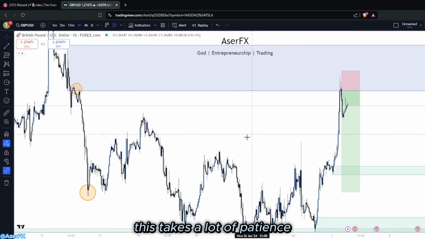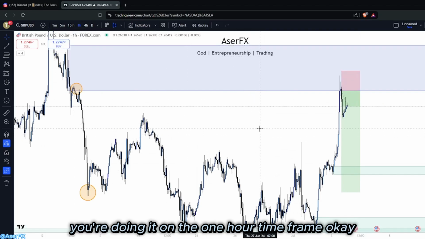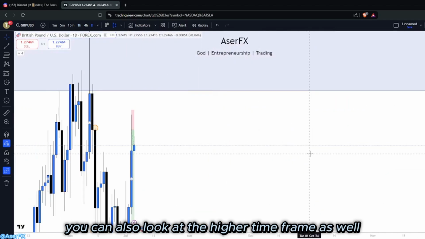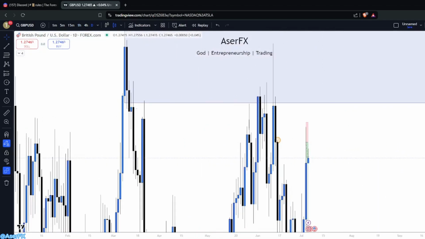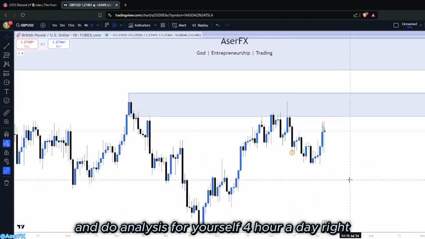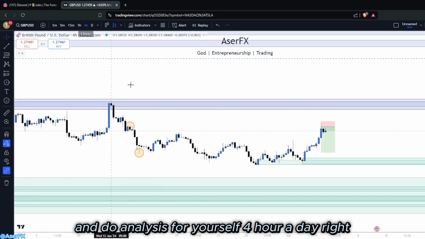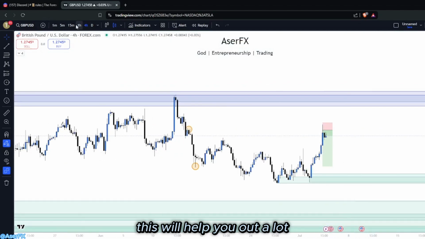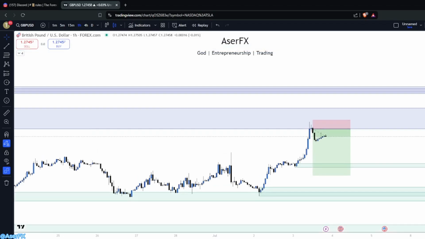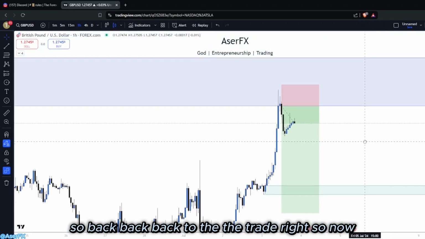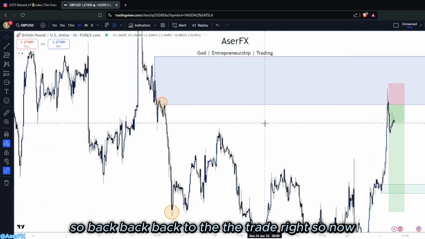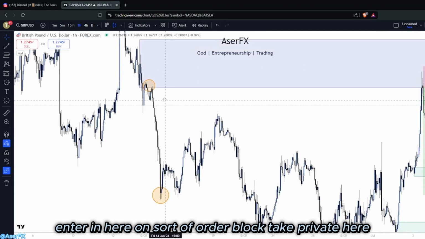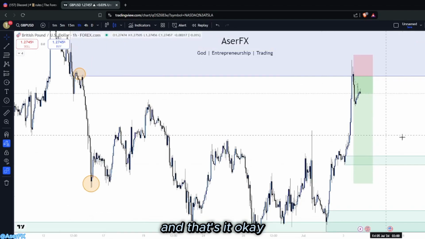This takes a lot of patience. You're doing it on the 1 hour time frame. Okay? You need to have patience. And you can also look at the higher time frame as well and do analysis for yourself. 4 hour, day, right? Especially if you know ICT concepts, this will help you out a lot. So back to the trade, right? So now enter in here on the start of the order block, take profit here, and that's it.